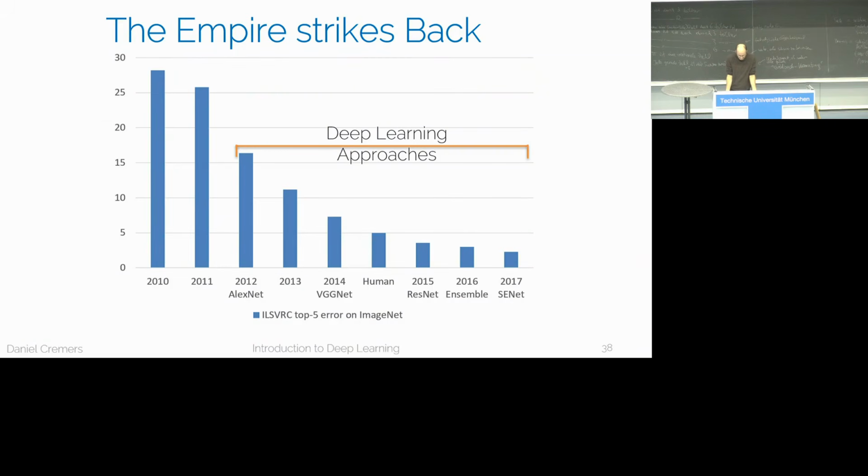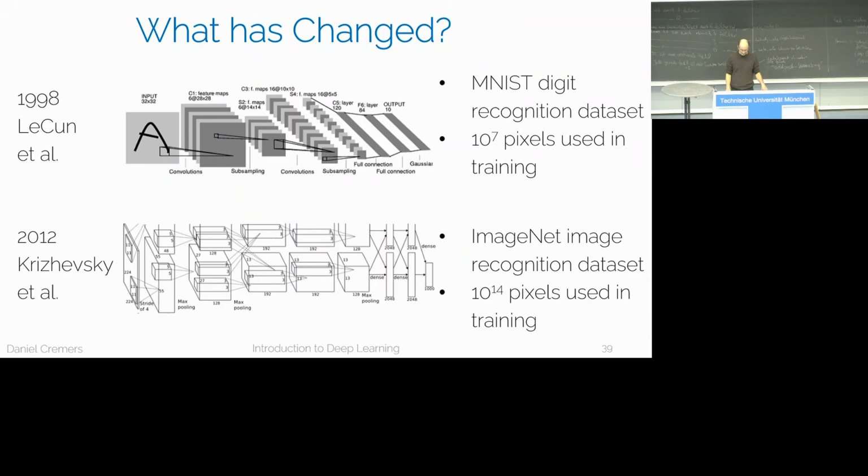Yeah, you've seen this picture. That is the classification on the ImageNet, and basically it shows you that from the advent of deep learning, the performance was massively improved. What has changed? This is the Krizhevsky et al.